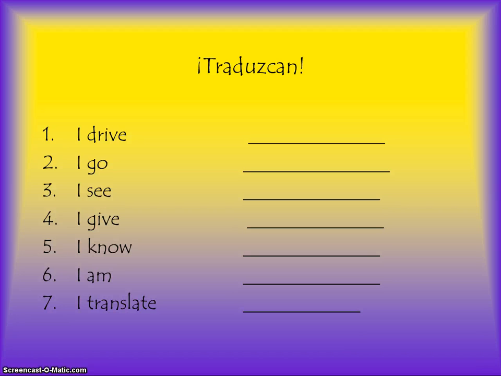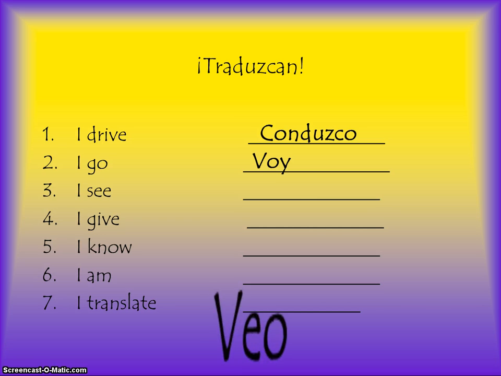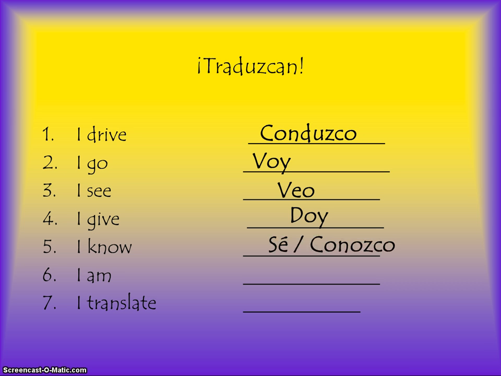Okay, let's see how you did. I drive, conduzco. I go, voy. I see, veo. I give, doy. I know, well, there are two of them, so we'll put both of them there. Sé and conozco. I am. Again, there are two. Soy and estoy. And I translate. Well, if you look up here, I told you to translate, so that should have given you a clue. Except it's the I form, the yo form, so it's traduzco.